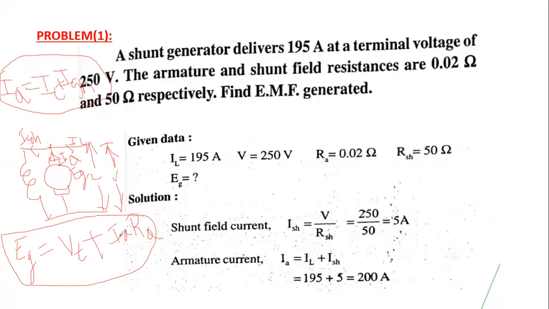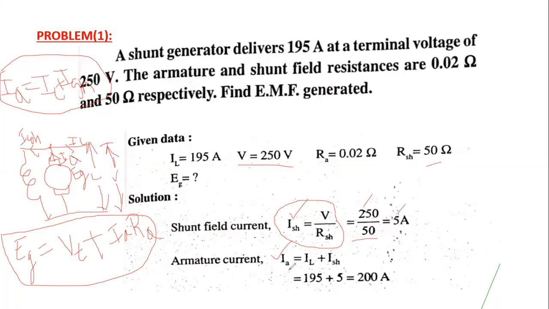This is the formula for EG. Next, coming to the formula for ISH: ISH is equal to V by RSH. Then the formula for armature current, IA is equal to IL plus ISH. Remember these formulas. ISH is equal to V by RSH, that is 250 volts by RSH of 50 ohms, then it is 5 amperes.